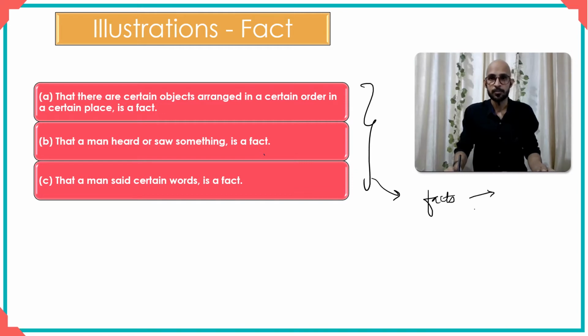So you had 2 types, the physical ones and the second one that we called the psychological ones. So these 3 are the physical facts, right? And now we look at the remaining illustrations to this section.